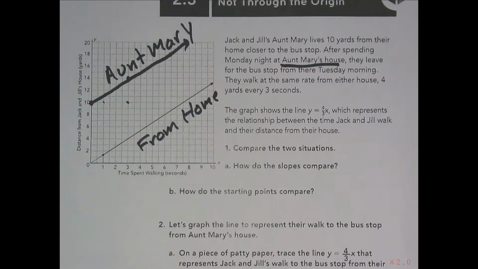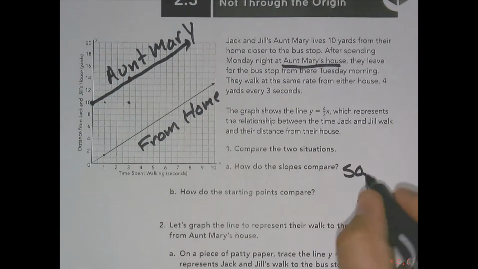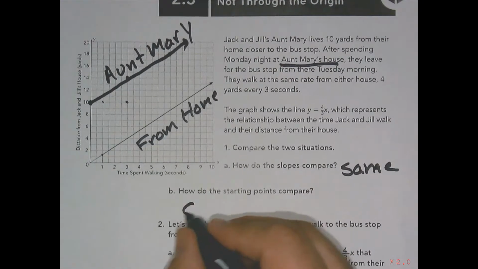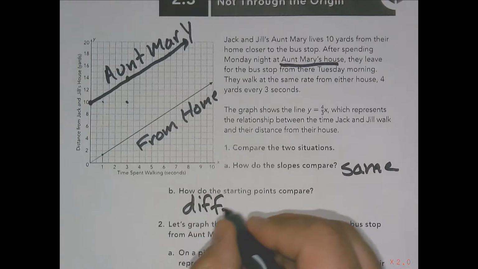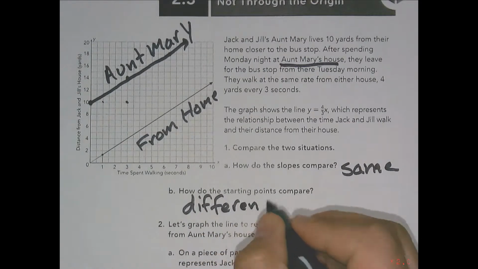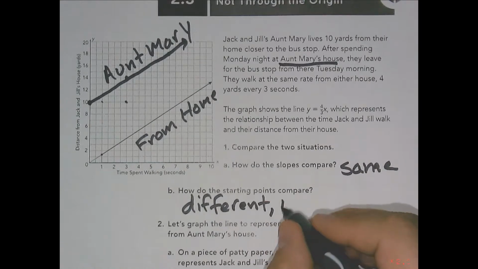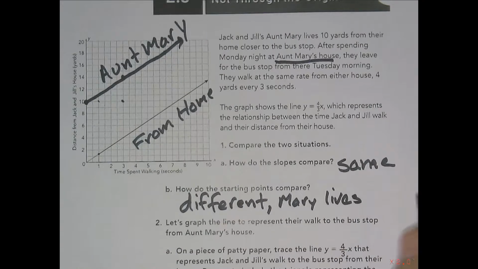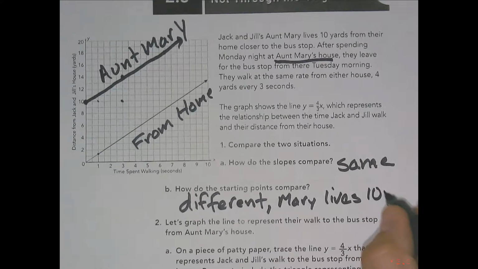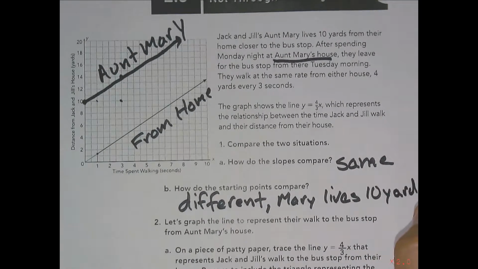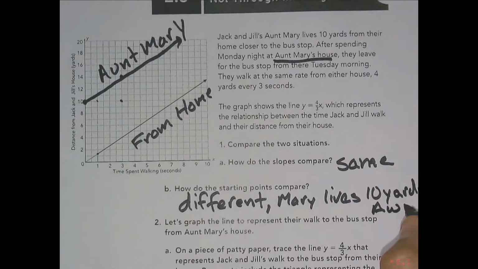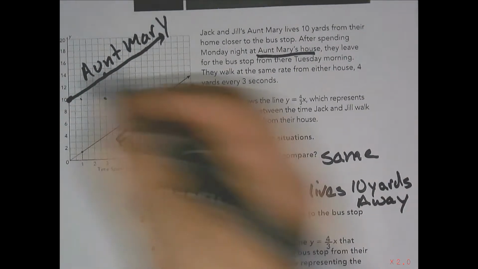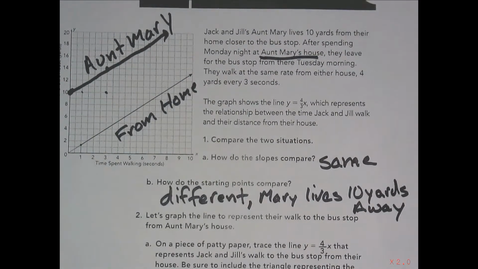So it says compare the two. How do the slopes compare? Well, the slopes are the same. And it says, what about the starting points? Different. Aunt Mary lives, sounds like she's their neighbor, 10 yards away. Okay, so it's a different starting point. In other words, when we plot leaving Aunt Mary's house, we're here.